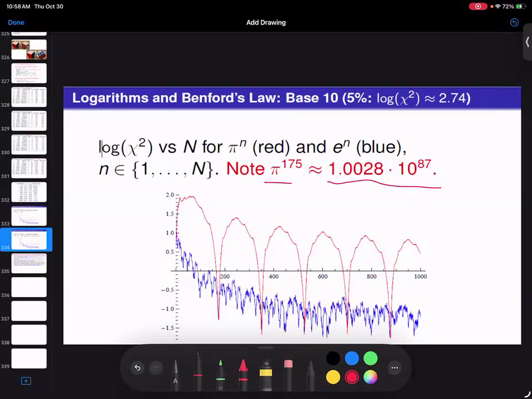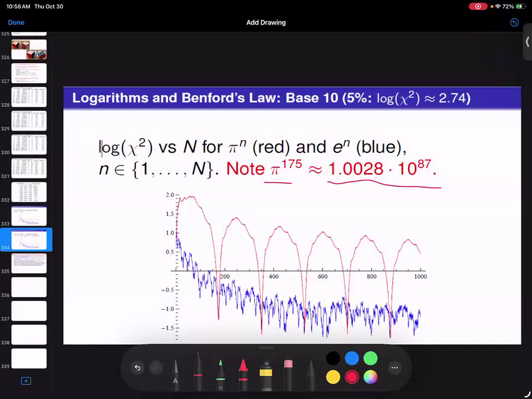So what this tells you is every time we increase n by 175, it's almost as if we've added 87 zeros. Not quite. It differs by this really small amount, the factor of 1.0028. But that is enough to give us Benford's law. It takes longer for things to converge. It takes longer for that to arise, but it's going to happen.